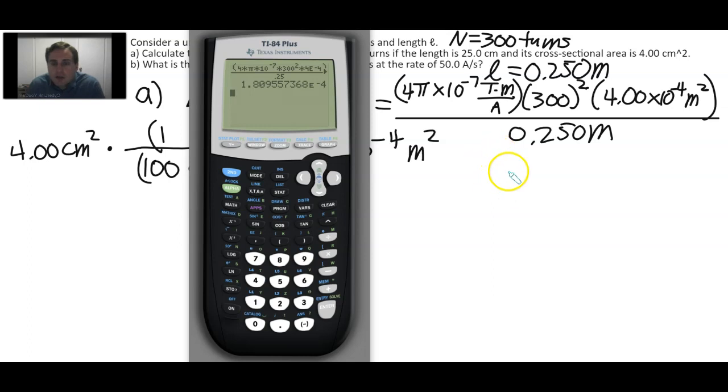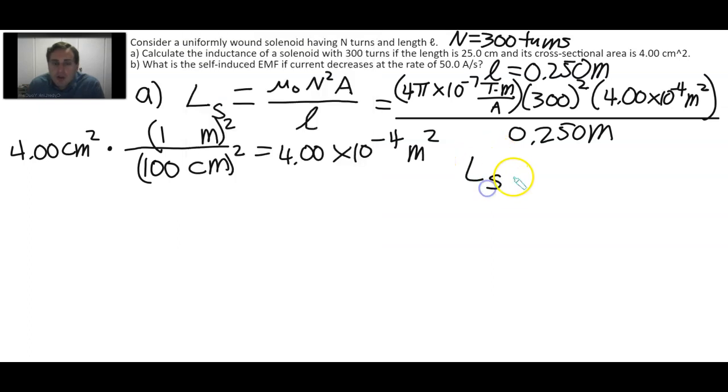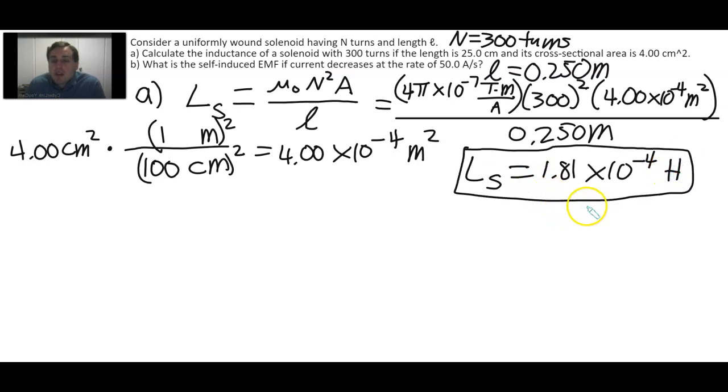So let's write this down. L of the solenoid is 1.81 times 10 to the minus 4, and that's going to be henries. Now, by the way, one thing to note, this would be 0.181 millihenries. Millihenries is the most typical range to find inductance for almost all inductors. Millihenries is the most typical way they're expressed, even though henries is the SI unit.